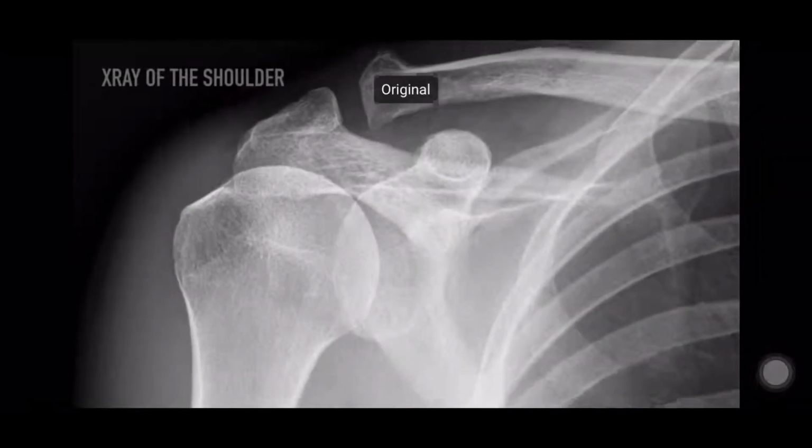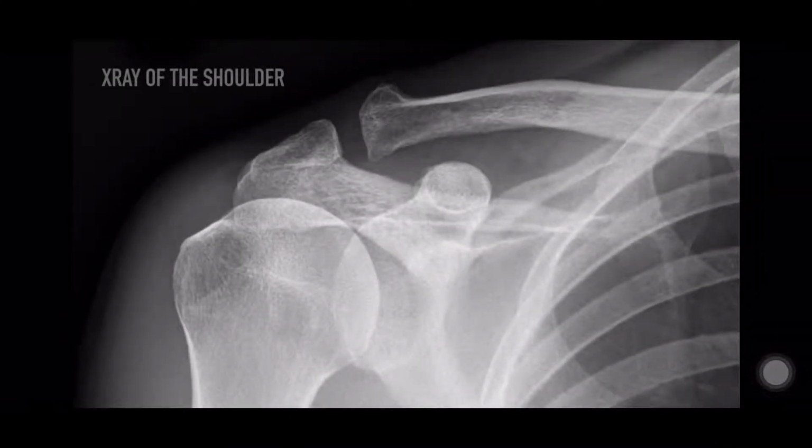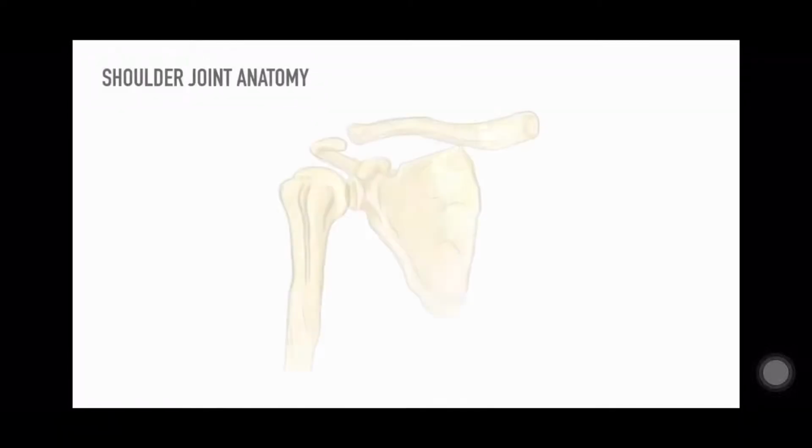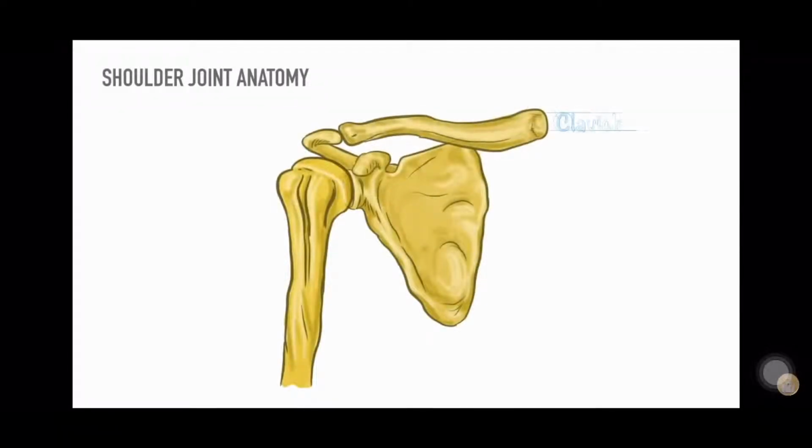Plain X-ray is one of the first and basic modalities to evaluate the shoulder joint. Let us refresh the anatomy of the shoulder girdle first. The shoulder girdle consists of the clavicle, scapula, and proximal humerus, and their associated ligaments and muscles.